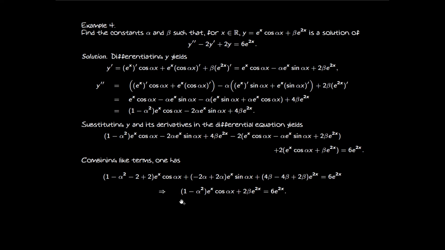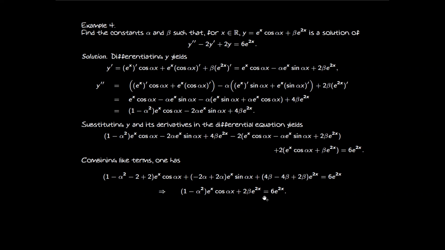We'll end with the left-hand side being 1 minus alpha squared, times e to the x times cosine alpha x. And for the e to the x times the sine alpha x, this part is canceled. And then we have twice beta times e to the 2x. So that's our left-hand side. In the right-hand side, that's always 6 times e to the 2x.